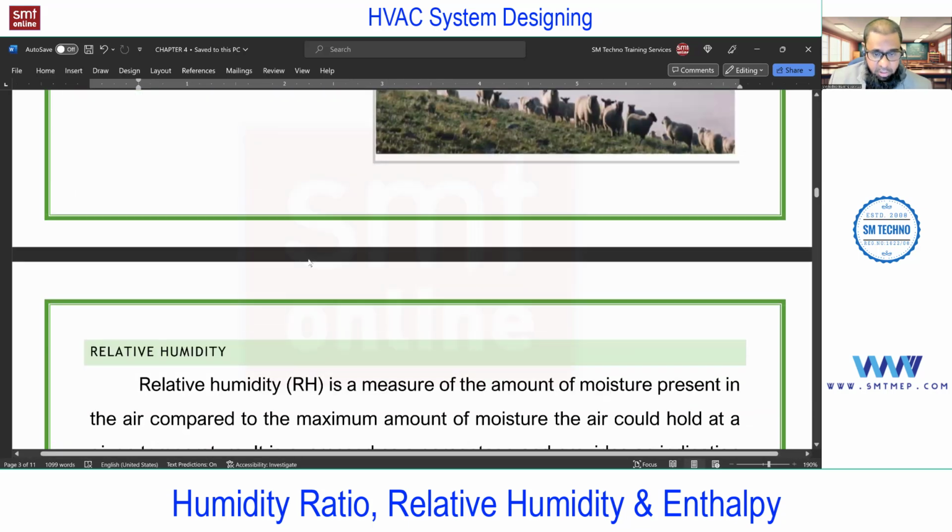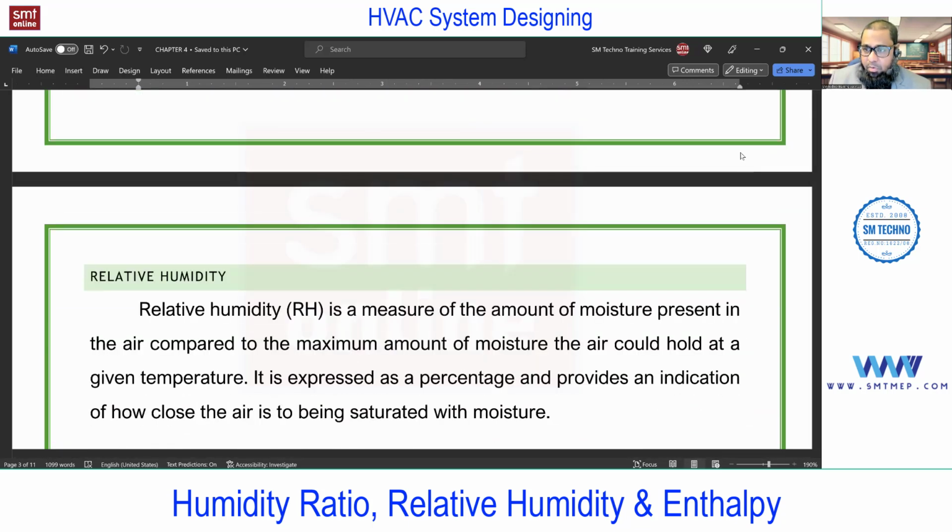Next, we have relative humidity. Very, very important. And you know the importance of relative humidity because in the starting sessions only we discussed, no, for human comfort, the two major parameters. First is the temperature, second is RH. Right. So before dealing with the relative humidity, I believe you already know what is humidity.